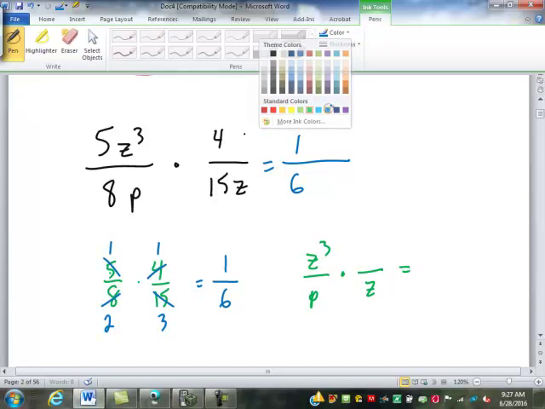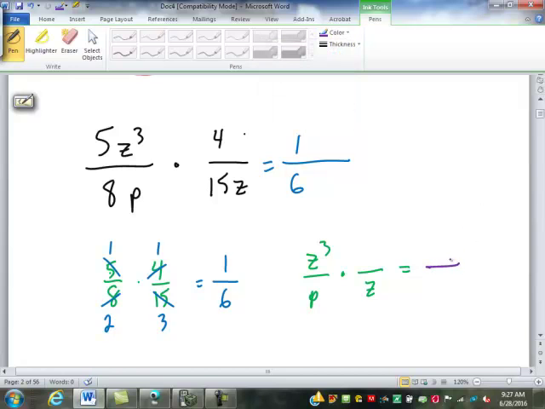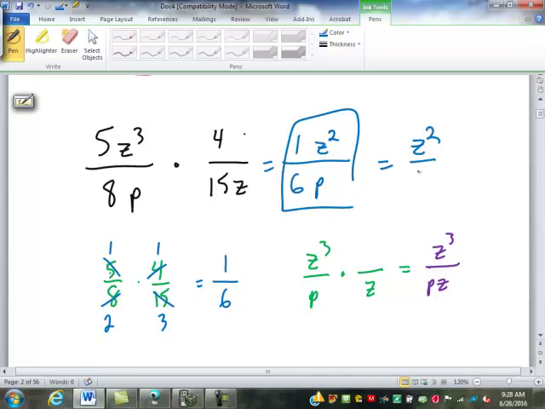And then Z to the third over PZ, okay? And then? Okay, Z to the second is on top, and P's on the bottom. So it could be 1 Z to the second over 6P, or just Z to the second over 6P, either one.